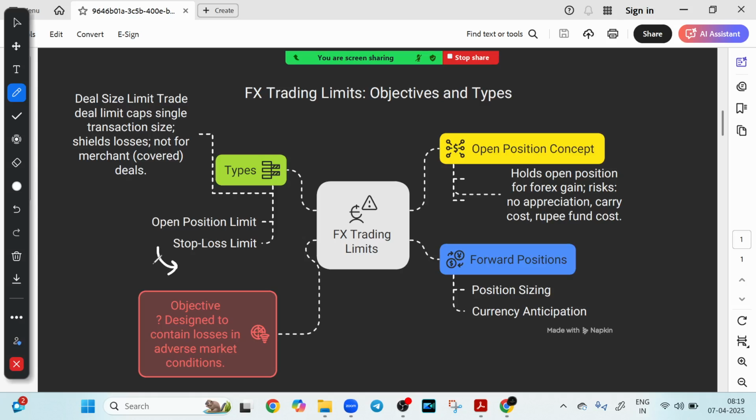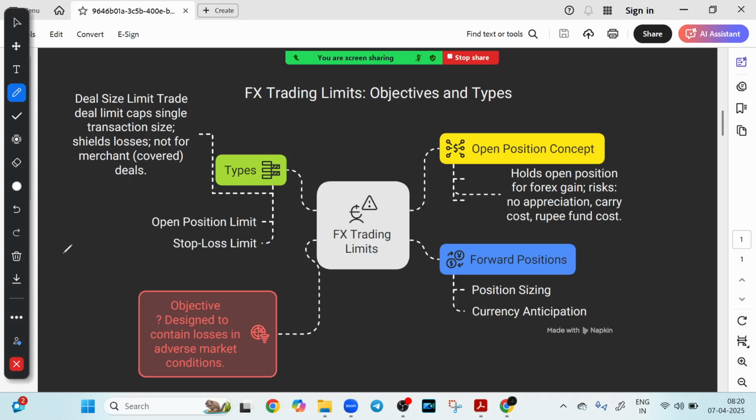Furthermore, we have something called a stop loss limit, which is like an emergency brake. We will talk in detail about this. If the loss reaches a predefined point, the position is exited automatically to cap further loss. And then we have something called deal size limit, which sets a ceiling on the size of an individual trade. But remember, this deal size limit is mainly for proprietary deals, not for covered merchant deals, right?